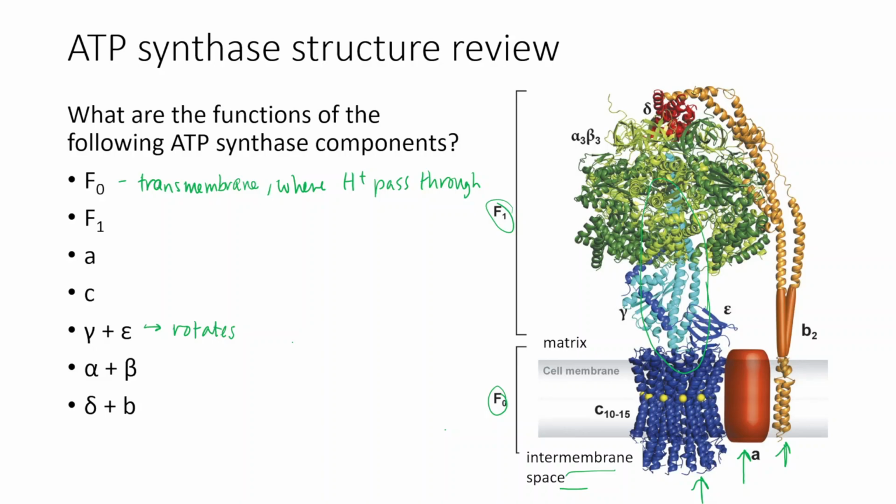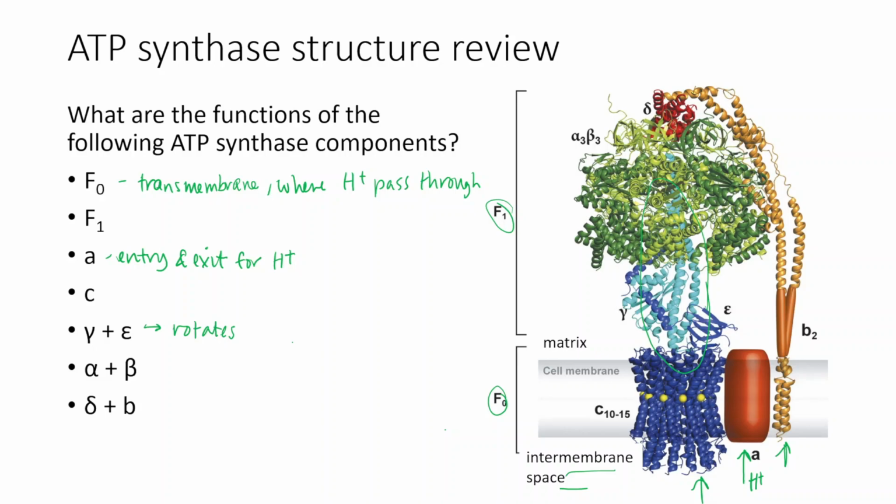Yeah, they enter through A. So the protons enter through A, but before they can exit, where do they pass there? C, exactly. So the little yellow circles in the C ring are the protons, or depictions of the protons.